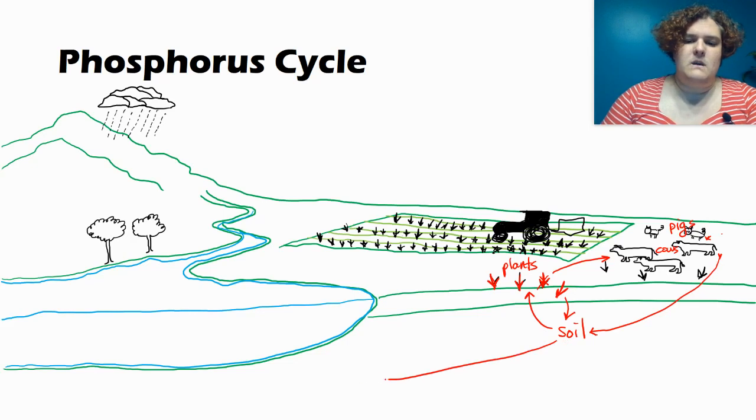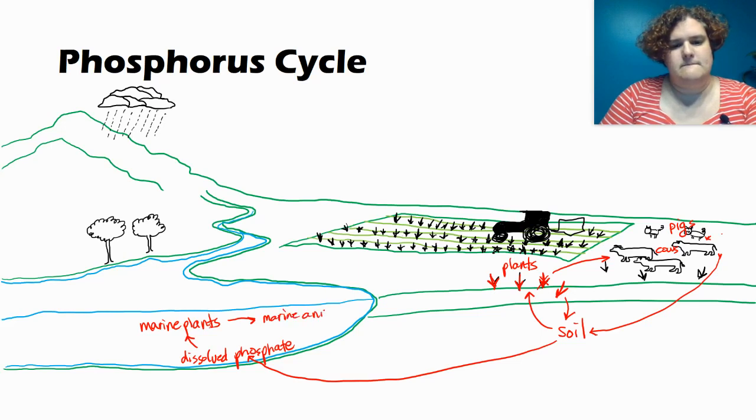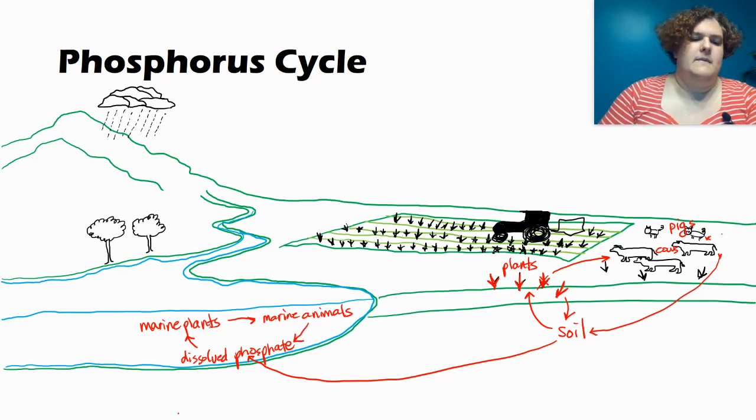Now, from the soil, it can also end up in marine environments. It actually dissolves in the water as dissolved phosphate. And we have the same kind of cycle here. Marine plants take up the dissolved phosphate. Marine plants get eaten by marine animals. And then when those marine animals defecate or die, that again cycles back into the dissolved phosphate.